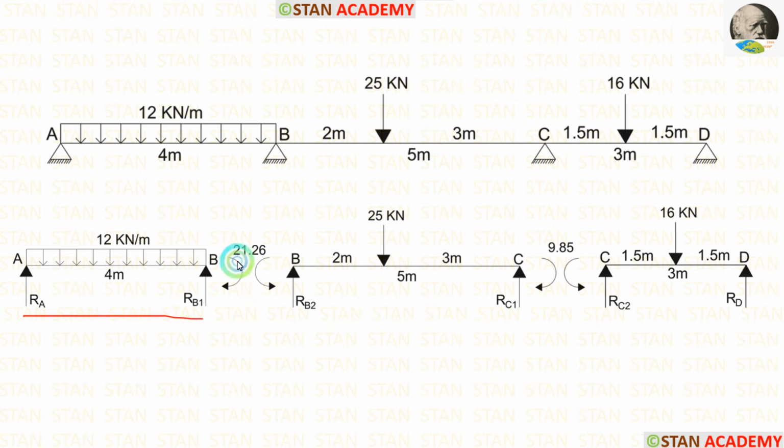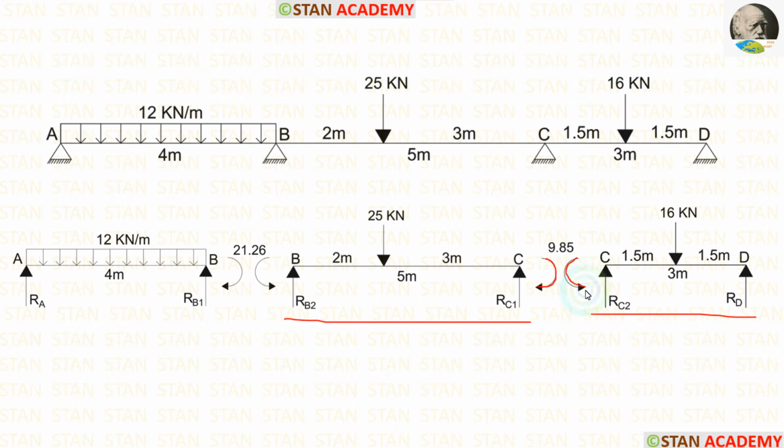In the span AB, MB will be acting in the clockwise direction. In the span BC, MB will be acting in the anticlockwise direction. In the span BC, MC will be acting in the clockwise direction. In the span CD, MC will be acting in the clockwise direction. Now, let us take the span AB and calculate the reactions.